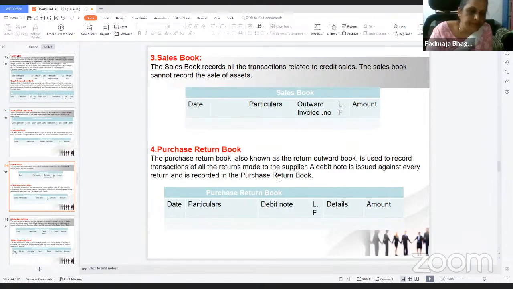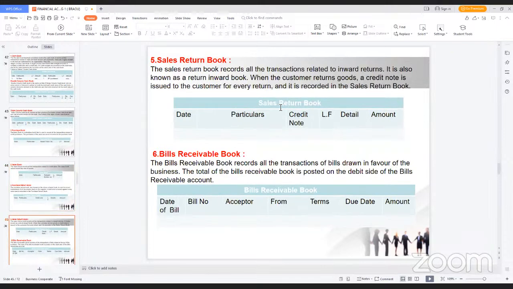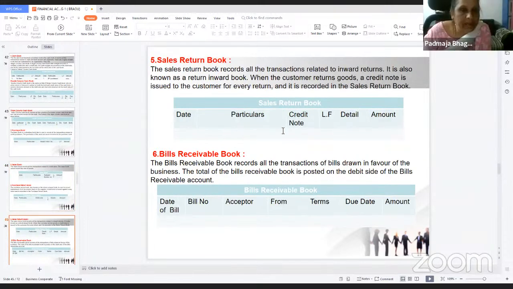Okay? Next, sales return is also the same: date, particulars, credit note, LF, details, amount.